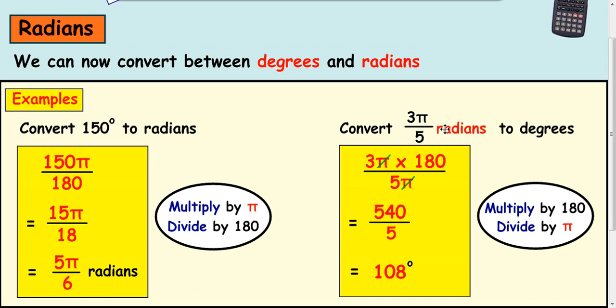And the opposite, to turn it into degrees, we've got the number of radians, so instead of multiplying by 57, we multiply by 180 over pi, 180 over 3.14, but just leave it as an exact value. So the pi's will cancel, and then you can times by 180 and divide by 5 and cancel it down. It comes to 108 degrees.